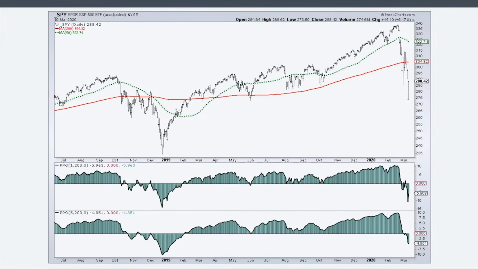So here's a chart with the 200-day SMA in red and the 50-day SMA in green.